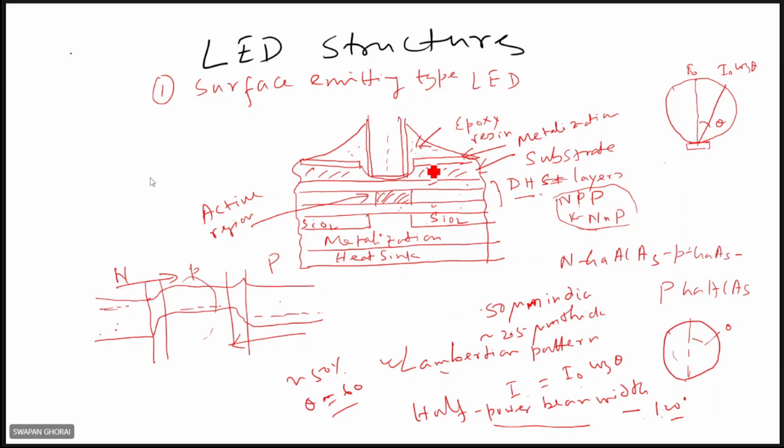Generally, this Lambertian pattern means light will be equally bright from any direction, but of course it will be diminished by these relations, I0 cos theta, right? And the half power beam width is these ones.